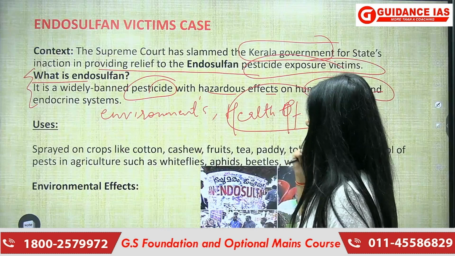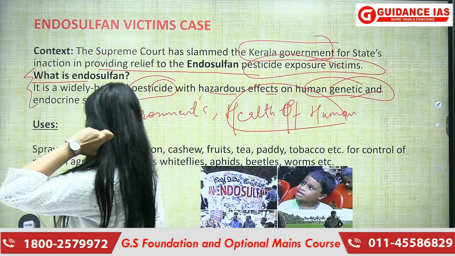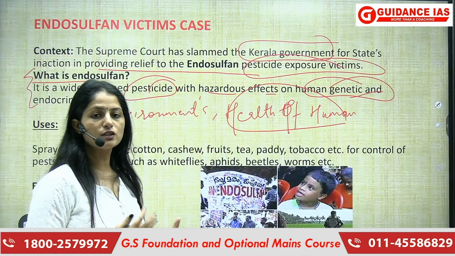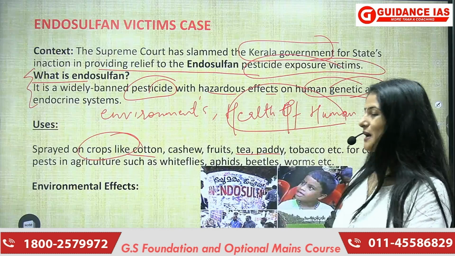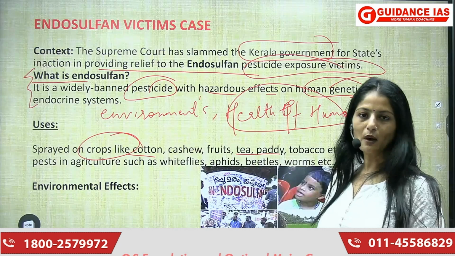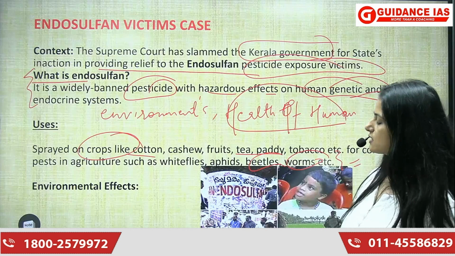Okay, but what are the uses? Why, if it is that harmful, why do we use it, or why is it there in place at the very beginning? So it is sprayed on crops like, for example, cotton, cashew fruits, tea, paddy, tobacco etc., ताकि जो बहुत सारे पेस्ट होते हैं एग्रीकल्चर में उनको कहीं ना कहीं हम कंट्रोल कर सकें. राइट, लाइक फॉर एग्जाम्पल व्हाइट फ्लाइज आर देयर, एफिड्स आर देयर, बीटल्स, वॉर्म्स, इन सब पे हम एंडोसल्फान से कंट्रोल कर सकते हैं.